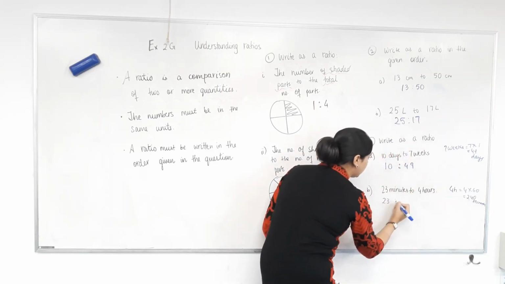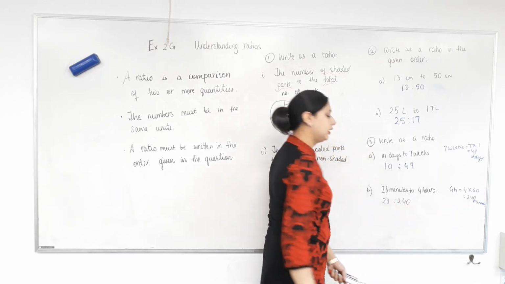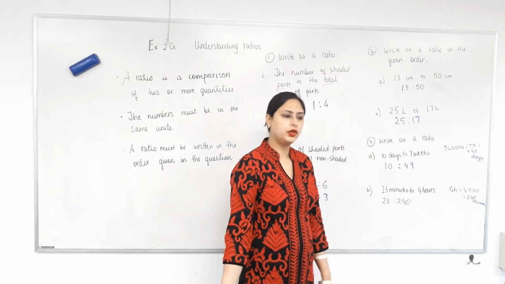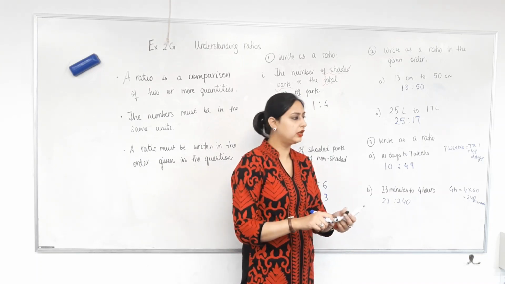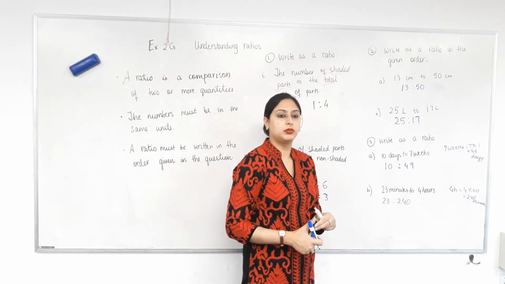So 23 is to 240. Can it be simplified? No, 23 is a prime number, isn't it? Yep. I think it is. You all agree? Alright, must be then. So it can't be simplified.